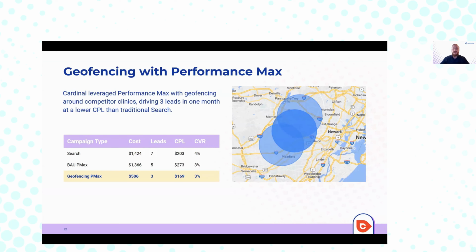These might be customers or patients that you are not able to unlock from traditional search campaigns, but by leveraging Performance Max and conquesting competitors through radius targeting and a geofencing strategy here, we were actually able to draw 3 incremental leads, again, at a very cost-effective cost per lead. So unlocking Performance Max does have a lot of potential if you are using it in a smart, strategic way.